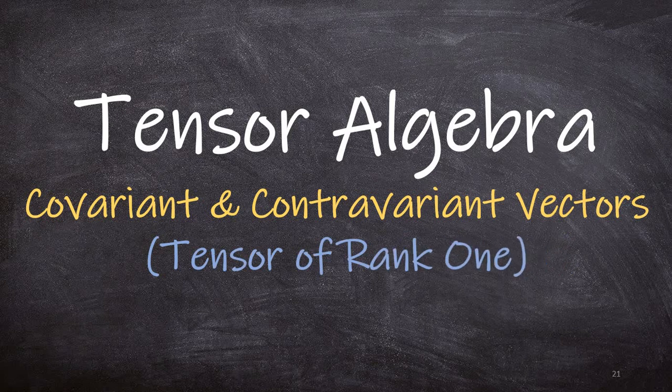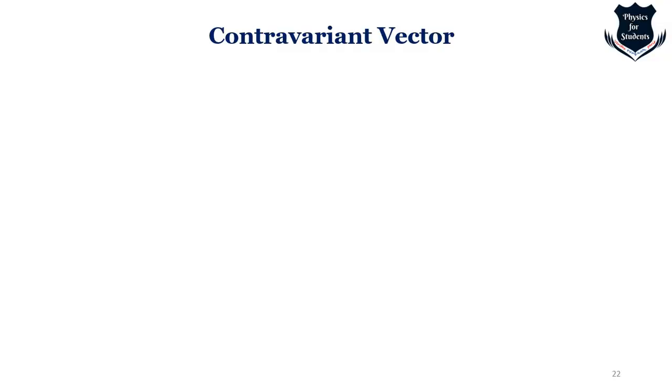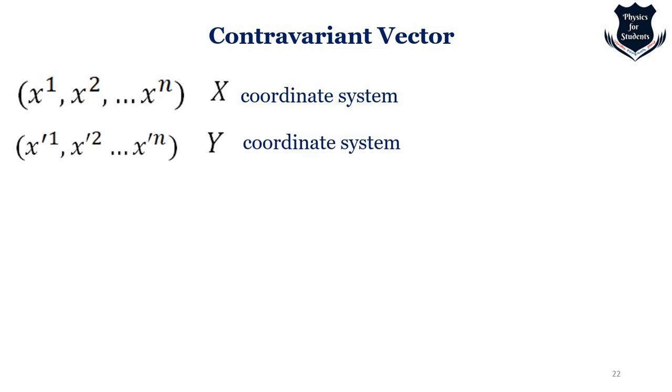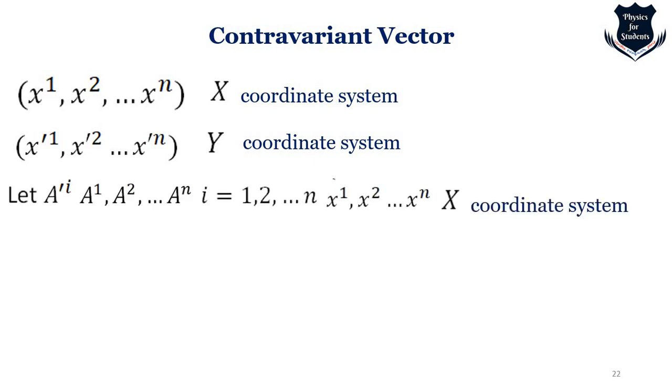So we will start with the co and contravariant tensor of rank 1, and what we see is that, let us say x be a coordinate system, x1, x2, x3, and it goes up to xn, and x prime 1, x prime 2, x prime 3 up to x prime n be the coordinates of the y coordinate system, and let a prime i, for i equals 1, 2, 3 up to n, be the n functions of the coordinates x1, x2 in the x coordinate system.